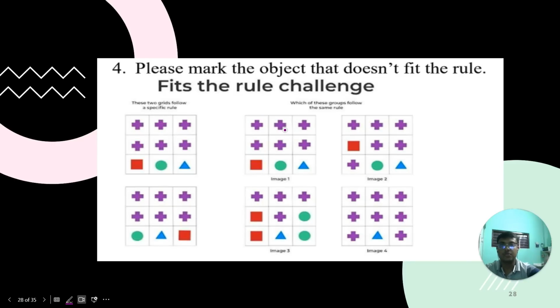Okay. So let's move on to the next question. You can see the first two rows are same in this question. So this option and this option are the correct options for this question.